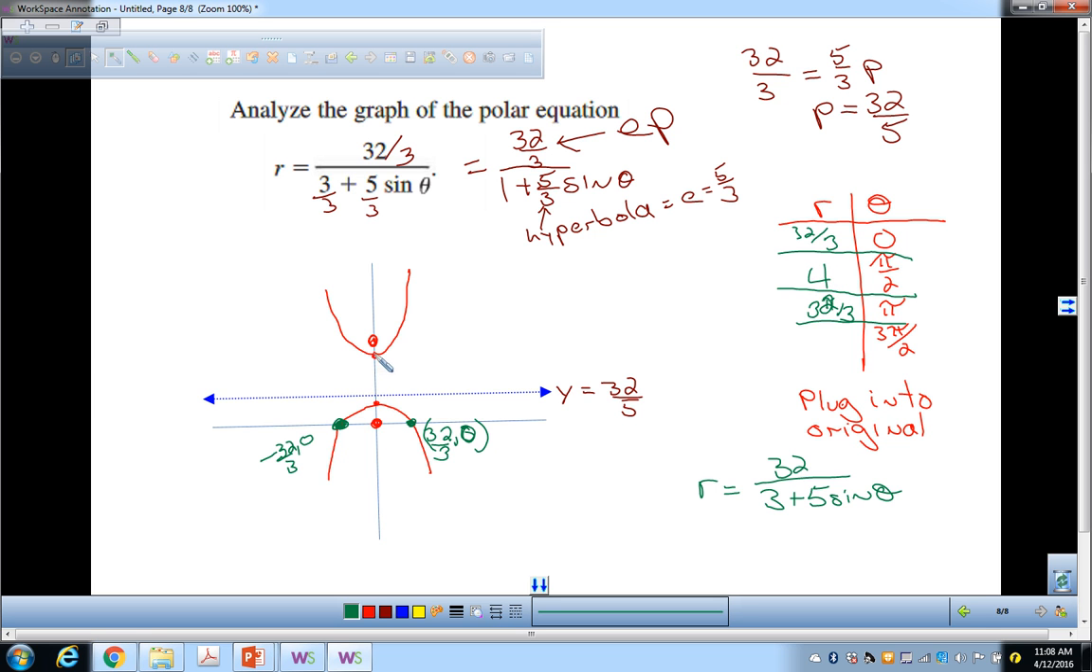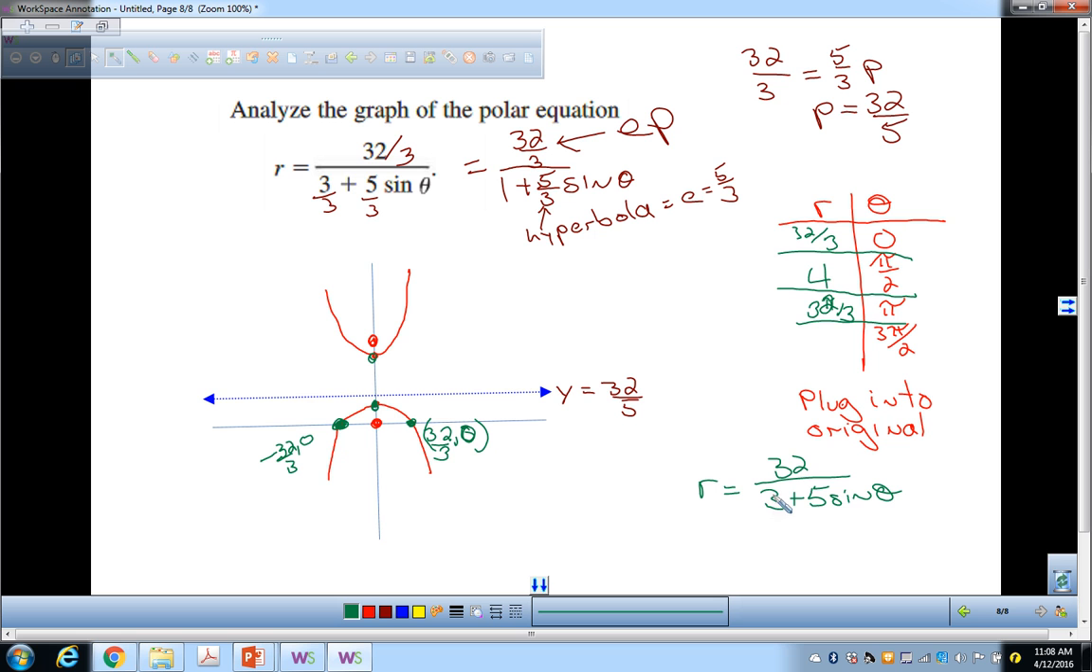I think that this is this point right here. Okay? How do I know which is which point? Well, let's figure out what the other point is. If I plug in 3 pi over 2, what's the sine of 3 pi over 2?